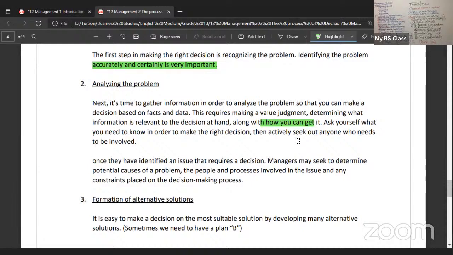Just because you're a manager, you cannot understand some sort of a problem. So in that manner, better to contact a person if it is needed. Once you have identified the issue that requires a decision, managers may seek out to determine the potential causes of the problem.